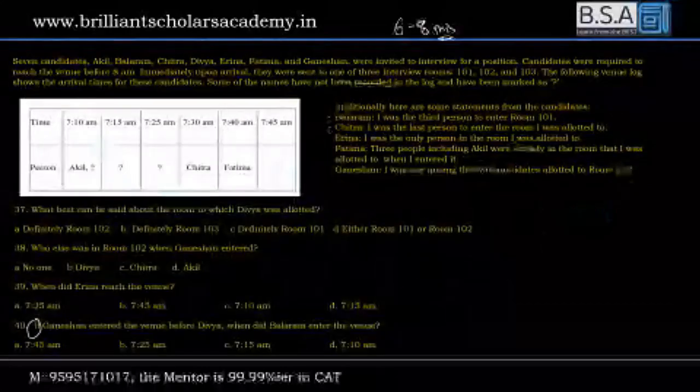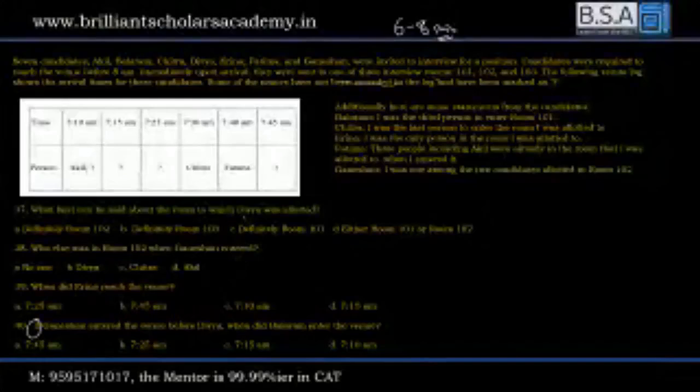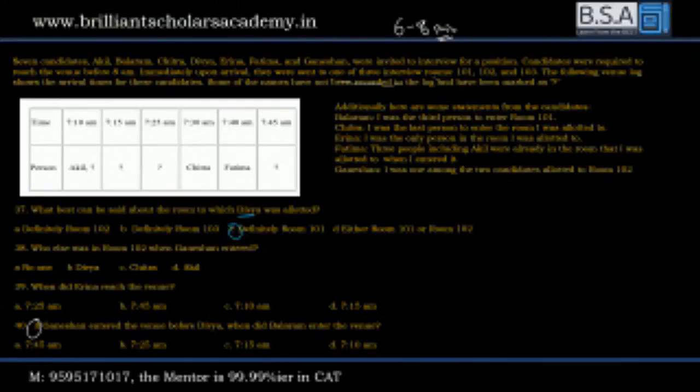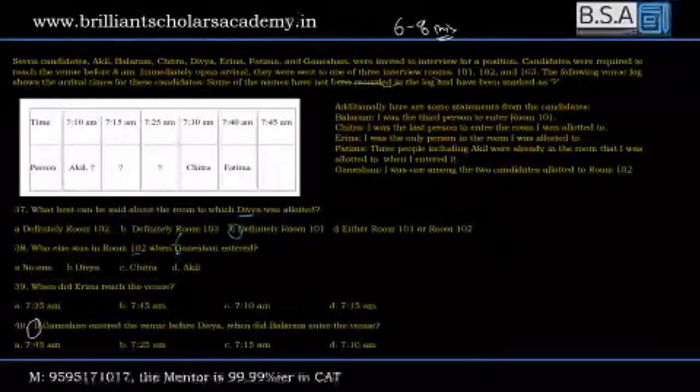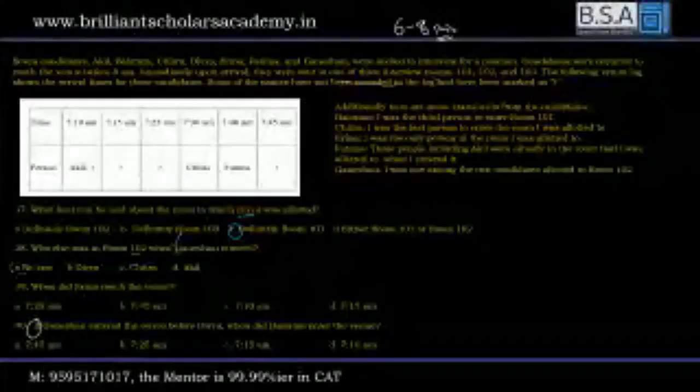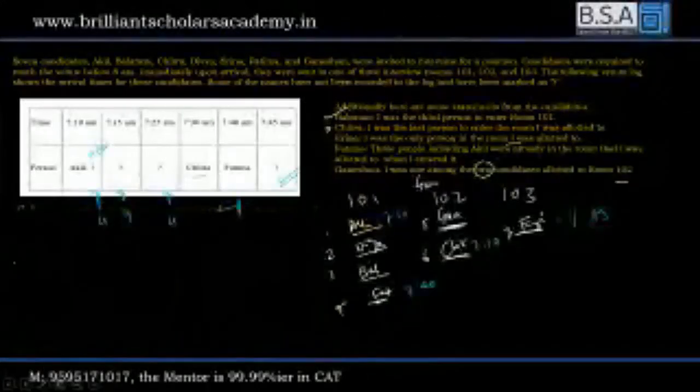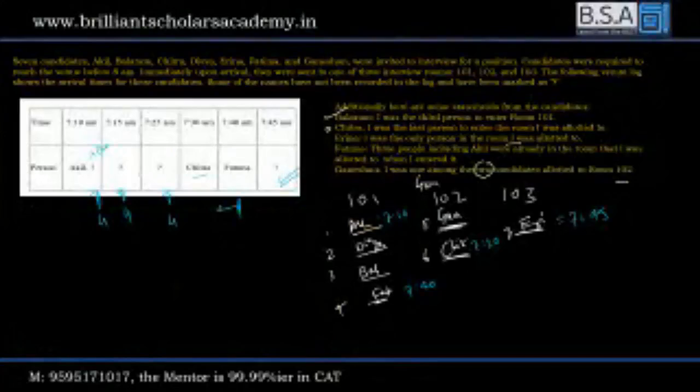So, what can be best said about the room in which Divya goes? Divya is allotted which room? Room 101, definitely. No doubt about it. Who else was there in room 102 when Ganeshan entered? Nobody. There was no one because Chitra is the last person to arrive in the room she goes to. So when Ganeshan enters, there is nobody.